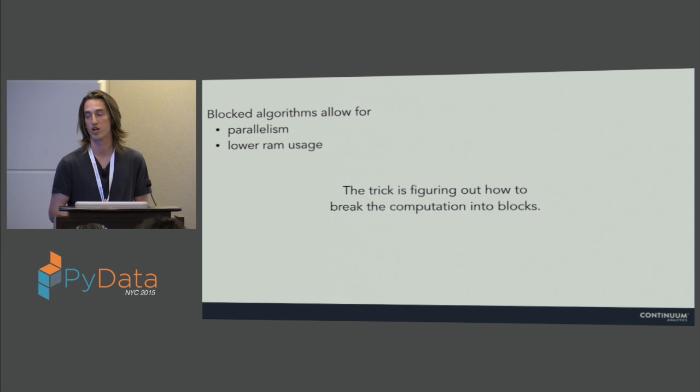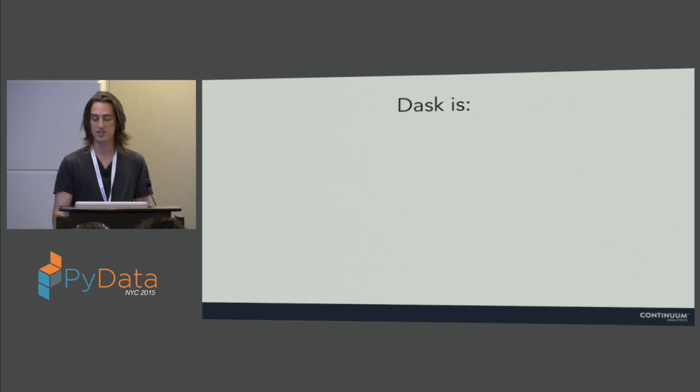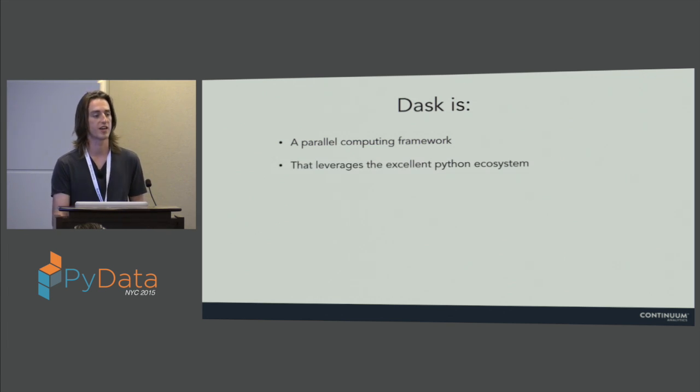But other things can become more complicated. And so this is where Dask comes in. Dask is a parallel computing framework that leverages the excellent existing Python ecosystem. So we have NumPy, we have Pandas. All of those work great. We don't want to rewrite those. We just want to use them, but somehow make them parallel.